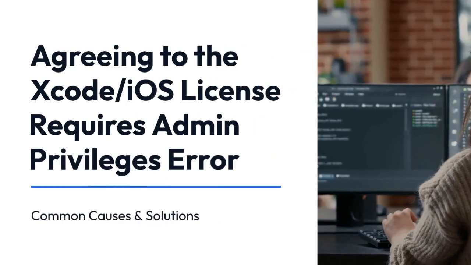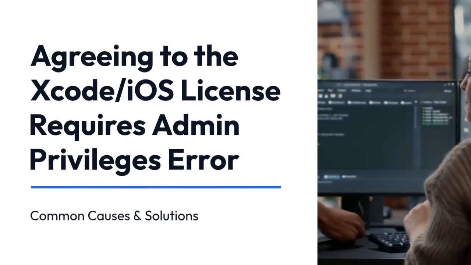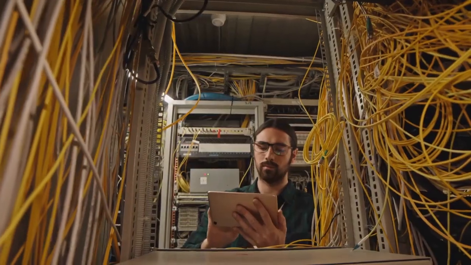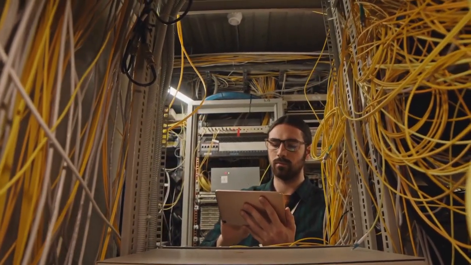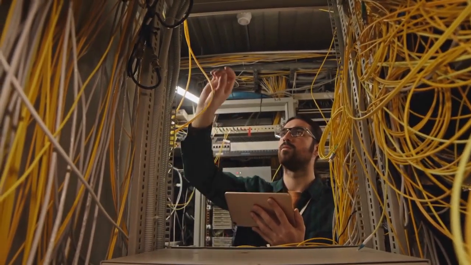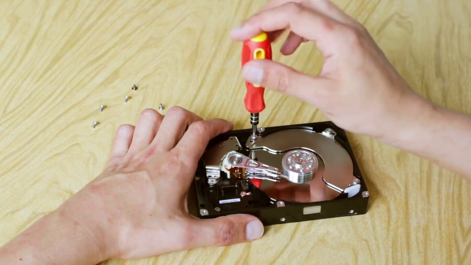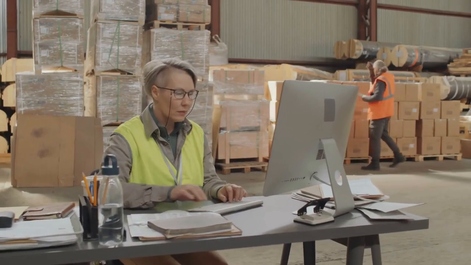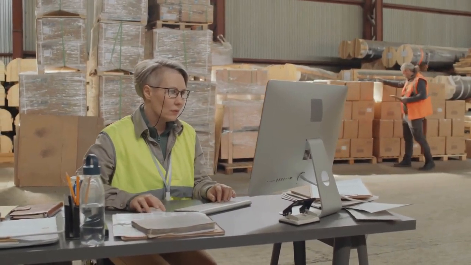We're going to explain why you might get the "agreeing to the Xcode iOS license requires admin privileges" error and how to fix it. This error pops up because Xcode, Apple's development environment for iOS apps, needs administrator-level access to install components and modify system files. It's a security measure to prevent accidental or malicious changes to your system. Here's a breakdown of the common causes and solutions.